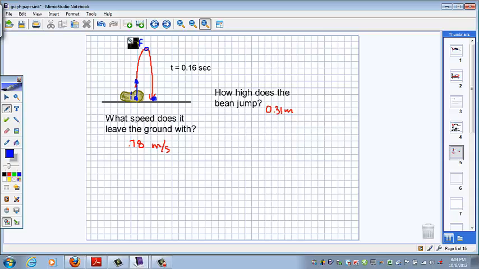So let's see, do we know this final velocity up here? I would argue that we do. At the top it must have 0 velocity, because for a moment anyway it's neither going up nor down. How long does this event take from initial to final? Well, the whole event is 0.16 seconds, so just this left side must be half of that, or 0.08 seconds here. So that's the time, 0.08 seconds.